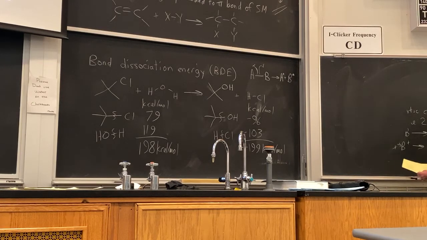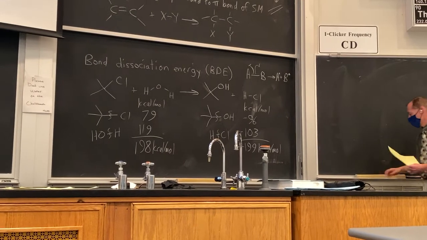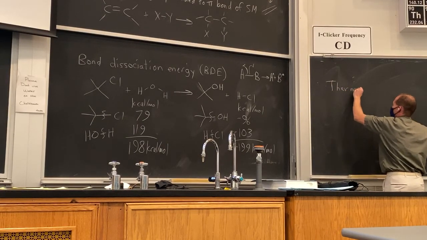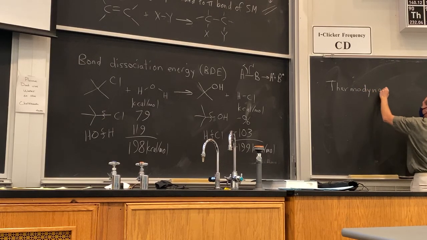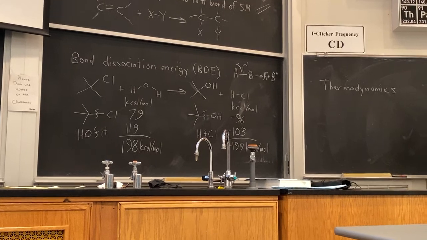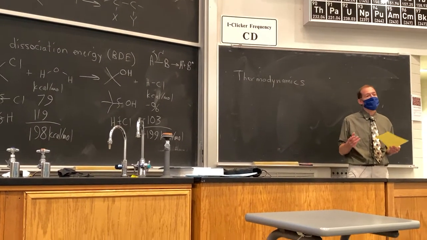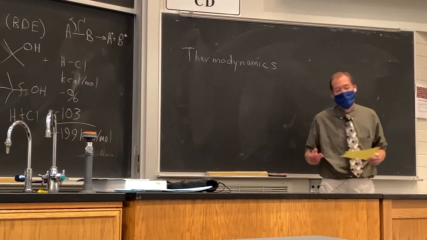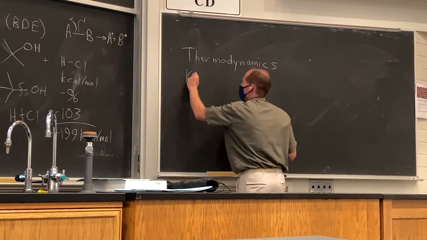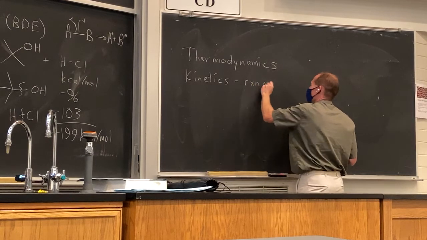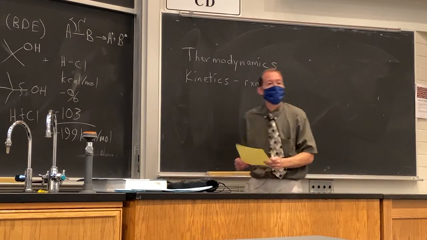So there are two concepts that both relate to organic reactions, but they relate in different ways. We have thermodynamics, which is the study of the relative energies of the reactants and the products. That's determining whether or not a reaction will be favored at equilibrium, whether or not the products are more stable than the reactants. And then we have kinetics. Kinetics is the study of reaction rates, or how fast a reaction occurs.